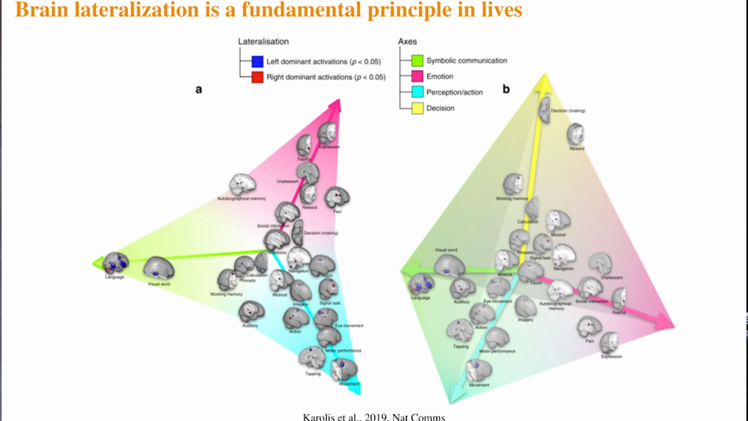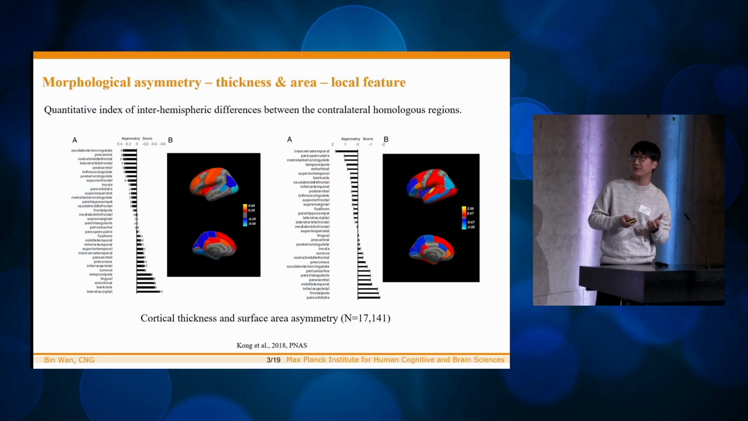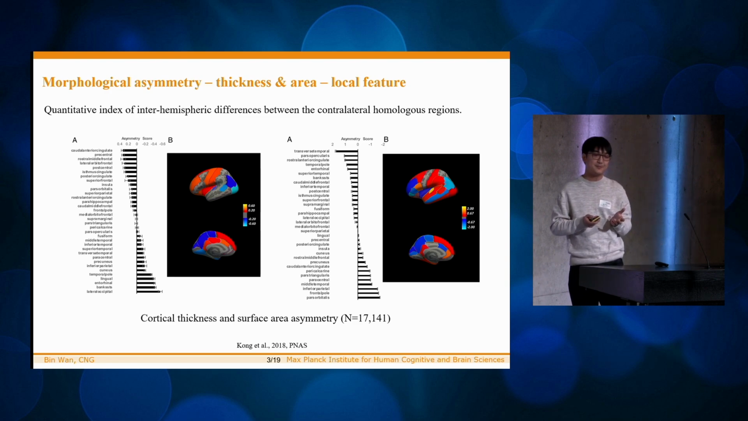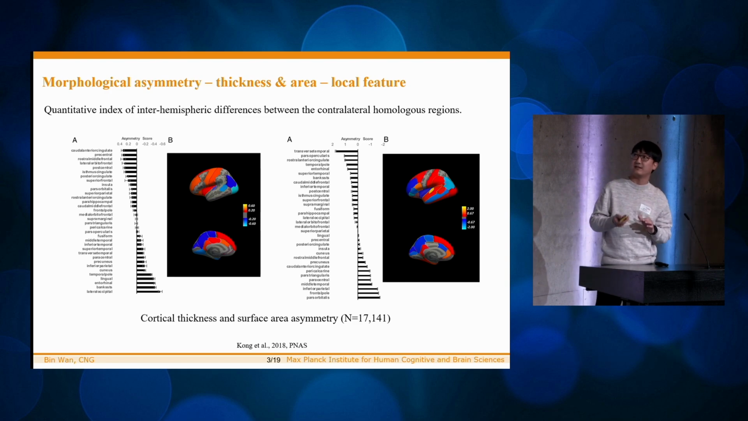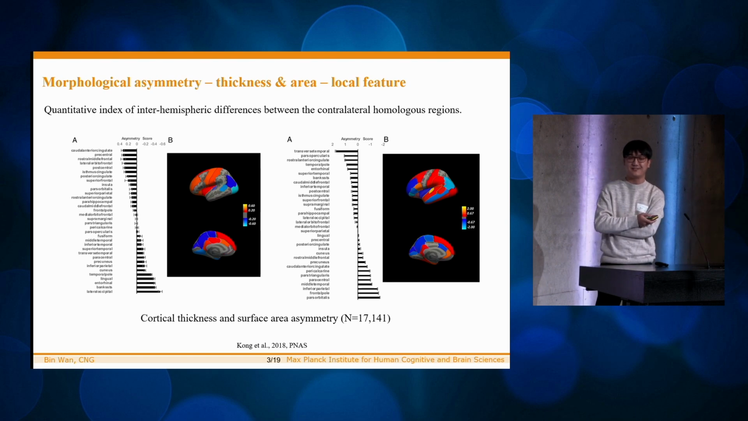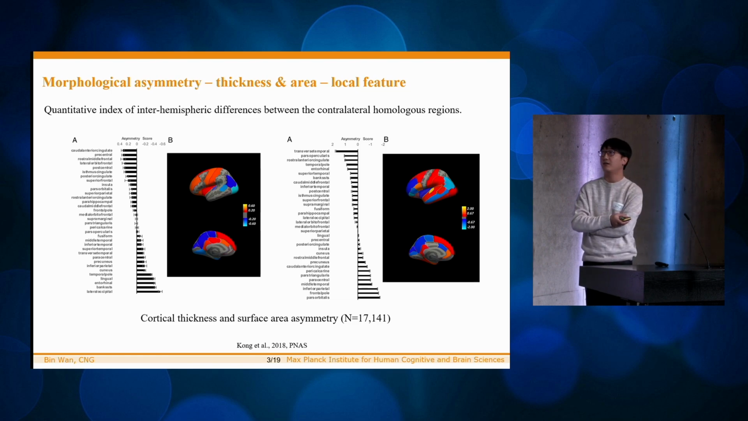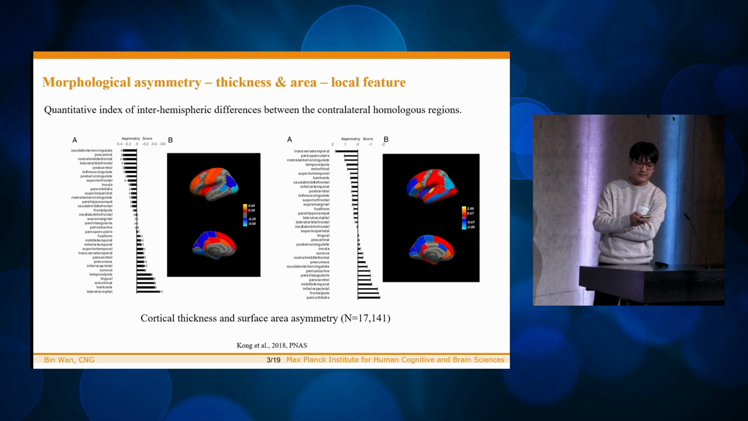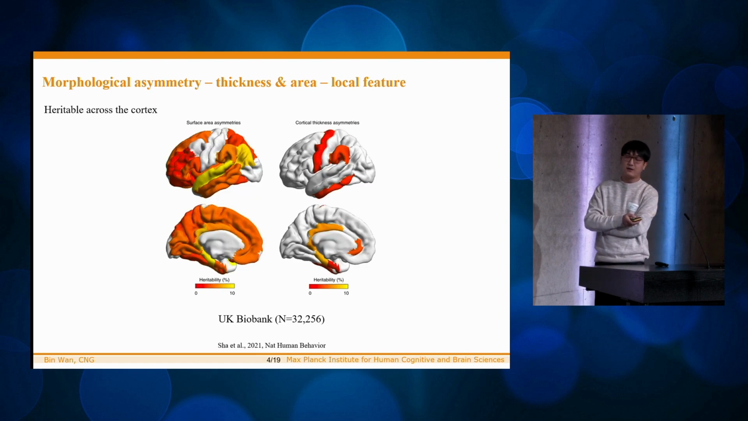To wonder how this brain lateralization happens, people are wondering if there is a very specific neural population much higher in the left than the right. So people can study the cortical thickness and the surface area across the cortex. For the surface area, people find the posterior regions are more left lateralized, and the anterior areas are more right lateralized. And all the asymmetry features can be heritable.